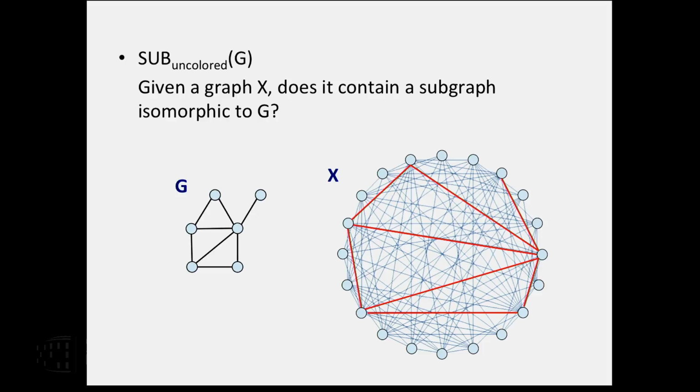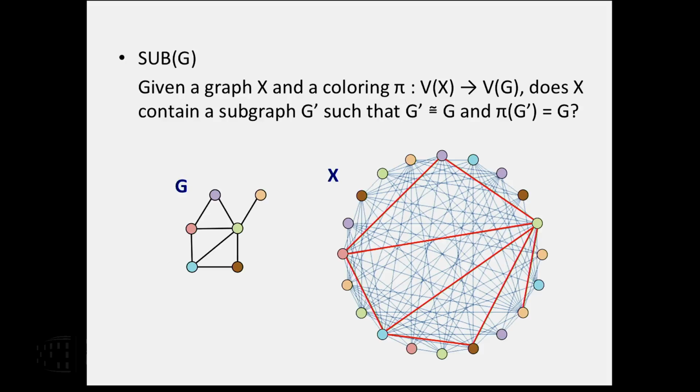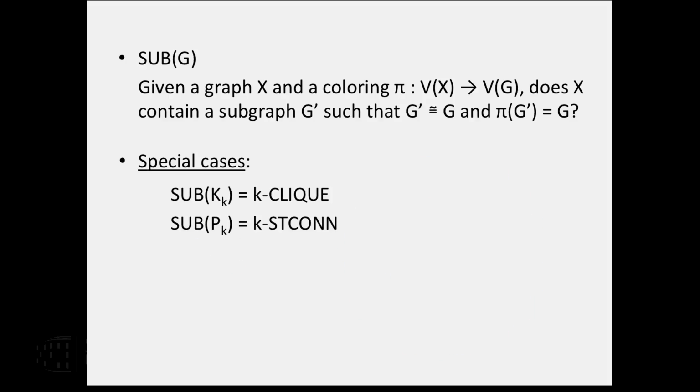But the more important problem for this talk will be the colored version of the subgraph isomorphism problem. So now we imagine that we're given a graph x as well as a coloring of the vertices of x by vertices of G. And now we're asking if x contains a subgraph which is isomorphic to G via the coloring. And as we'll see, this is a much more well-structured problem. Really, the two problems I introduced before can be seen as special cases of this colored subgraph isomorphism problem, where the pattern graph G is either a complete graph or a path of length k.